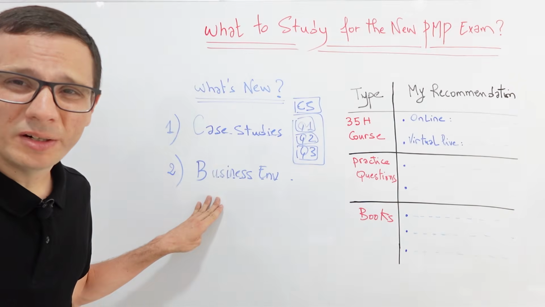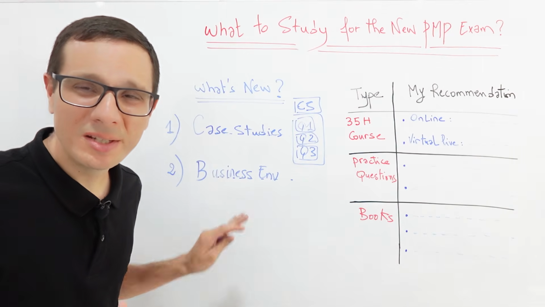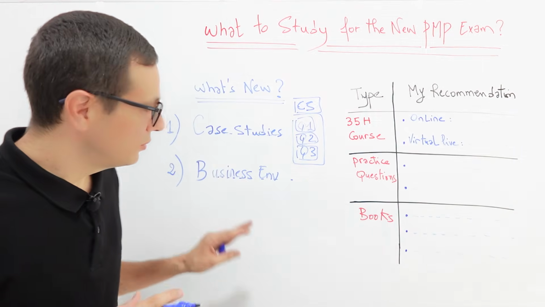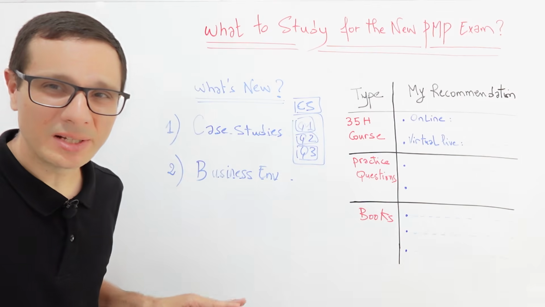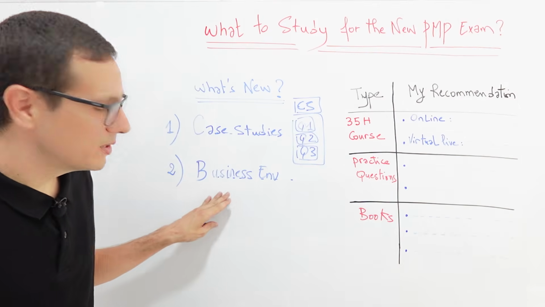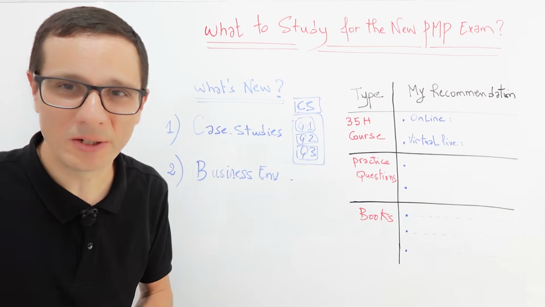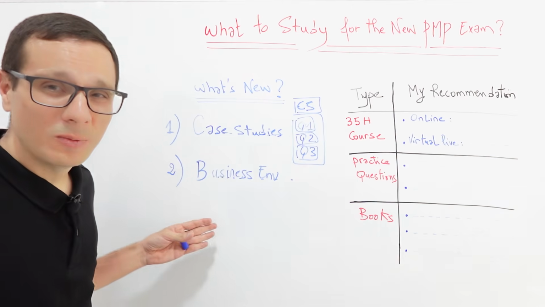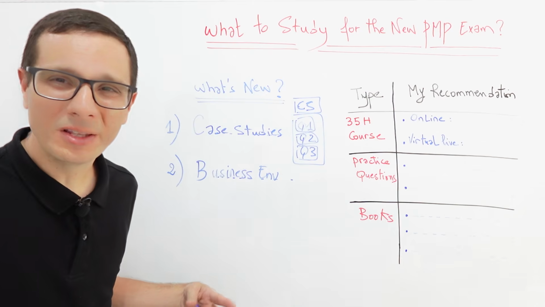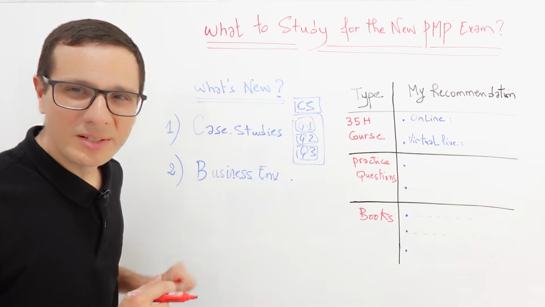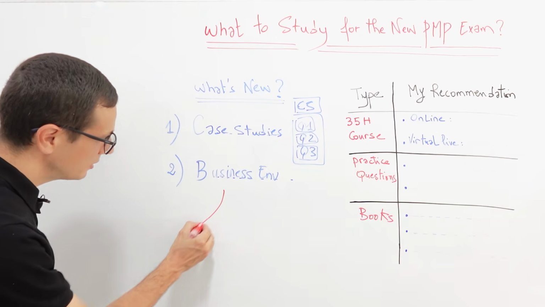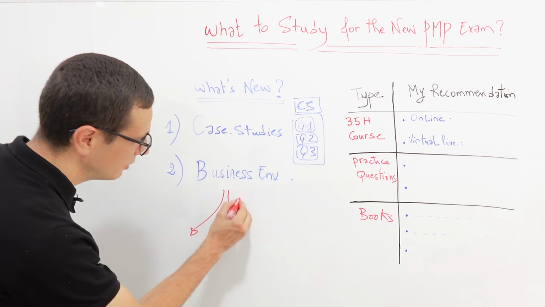The business environment is becoming important in the new PMP exam, and if you refer to the exam content outline, this percentage has significantly increased from the previous edition. Now the questions will be related more to the business environment. But how does this manifest? Actually, this could manifest in 3 things.